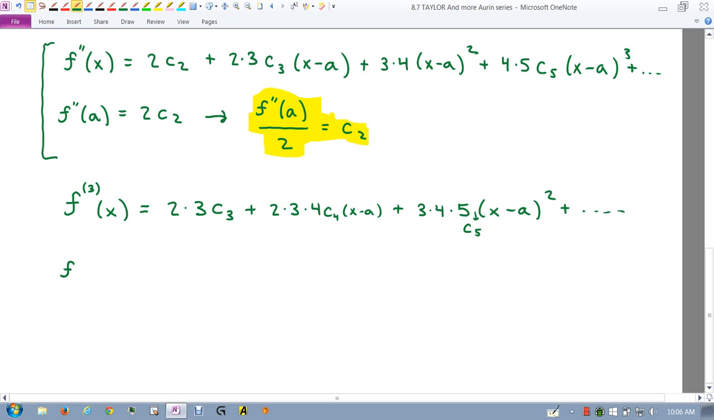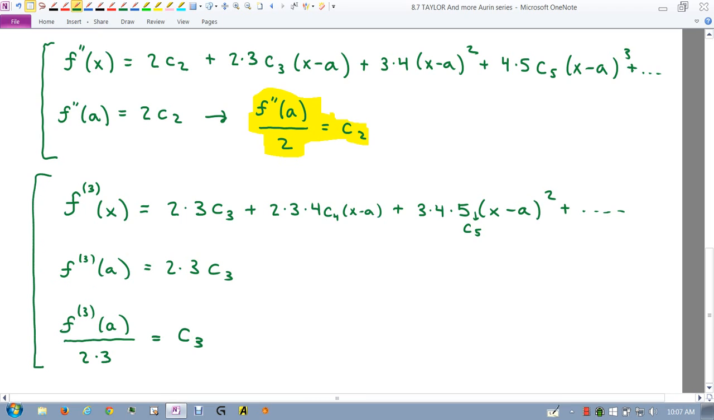I'm just going to go and plug this in now. The third derivative at a is 2 times 3 c sub 3. And that means that f triple prime a divided by, I'm out of room, 2 times 3 equals c sub 3. Do y'all see the pattern? Because if you see it, I'm ready to go right to the formula. Yes? All right.